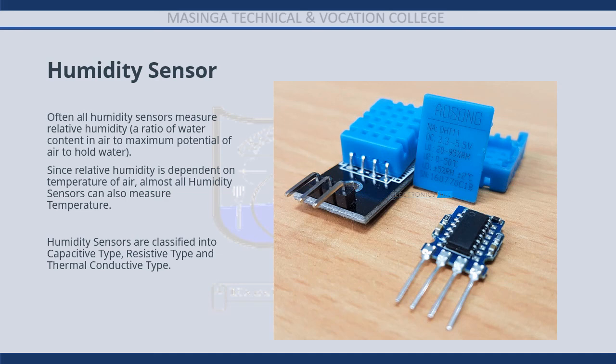Temperature is a function of relative humidity. So, most or all humidity sensors can also measure temperature. Humidity sensors are classified into capacitive, resistive, and thermoconductive type, depending on the type of technology used.